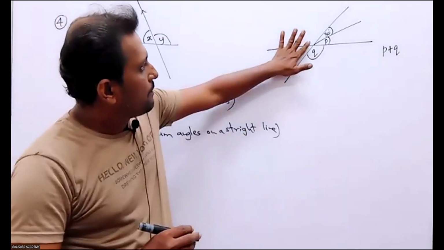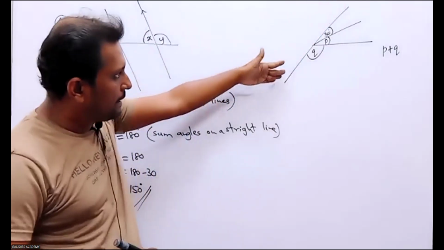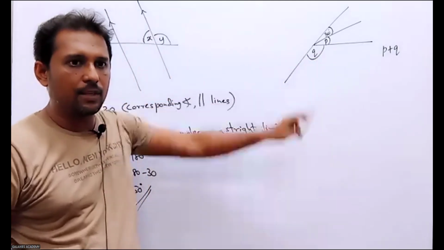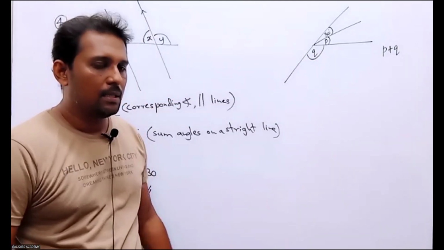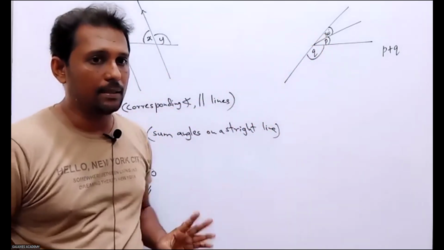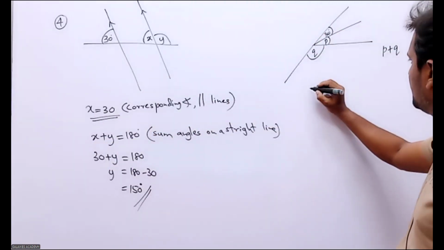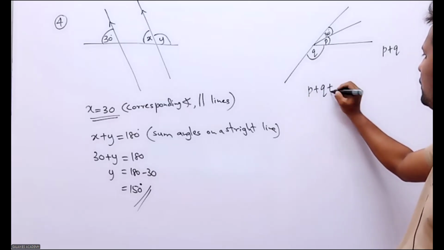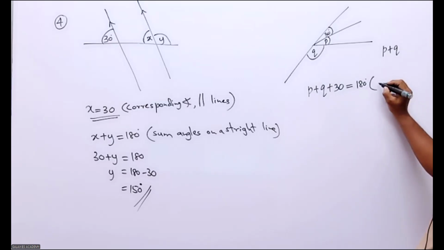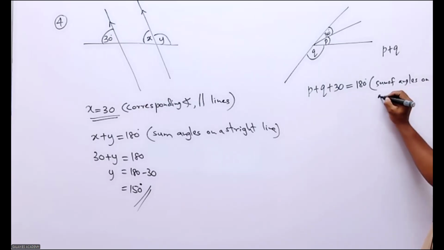You can see this line. What is this? It is a straight line, no? So you know the sum of these three angles is equal to 180 degrees because these three angles lie on a straight line, right? So I can write the relation P plus Q plus 30 equals 180 degrees. Sum of angles on a straight line.